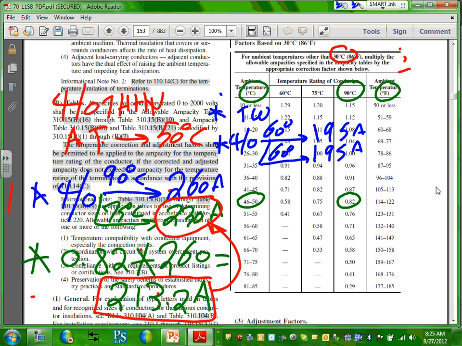Why did they go to 60 for the rating and 60 for sizing? Because the insulation is rated for 60. All right, do the math. My insulation is rated for 60, and my ambient temperature is 90. Look how much you can cut. That's a disaster. 0.58 versus what? 0.82. Now do you have an appreciation of why we use THHN instead of THW? So here's the math. My derating factor is 0.58 multiplied by 195. Can you guys tell me how much juice this guy is going to have?